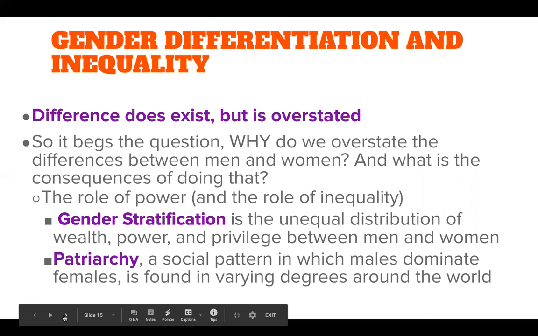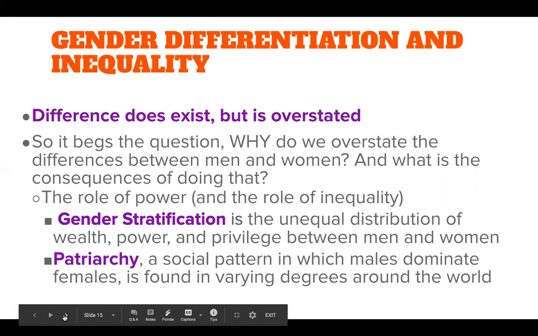And so the conclusion is that gender difference does exist, but it is overstated. We talk about men and women as if they're dramatically different, and they're not. They're very, very similar. So why have we consistently overstated the difference between men and women? Well, that has a lot to do with power. In order for one group to have more power than the other, they need to be easily distinguishable from that other group. You have to make some clear markers and boundaries between different groups, so that you can be clear which one is the more powerful of the two.